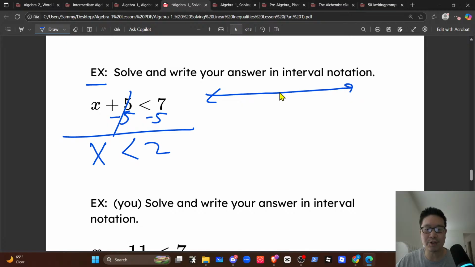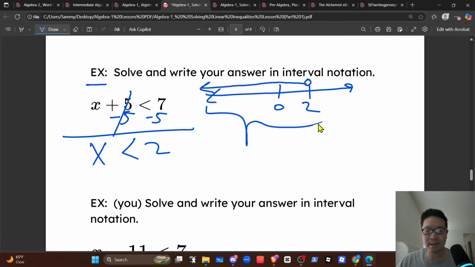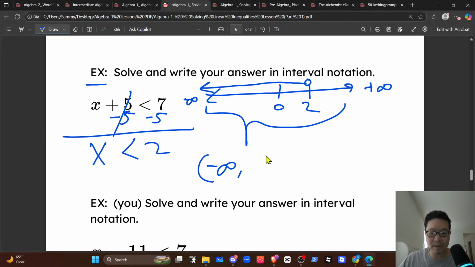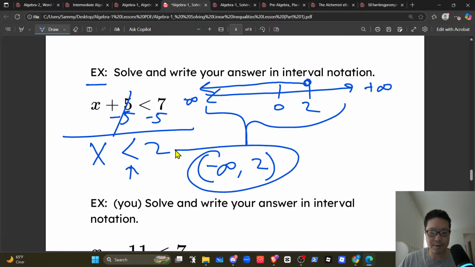In interval notation, this would be what? x is less than 2, so it would be an open circle pointing all the way to negative infinity. Okay, so to translate this into interval notation, you're going to start from your left side and move to the right. So we start with negative infinity, and it goes to positive 2. And it's going to be a parenthesis since we have a strict inequality, okay? Open circle. So that's our answer.